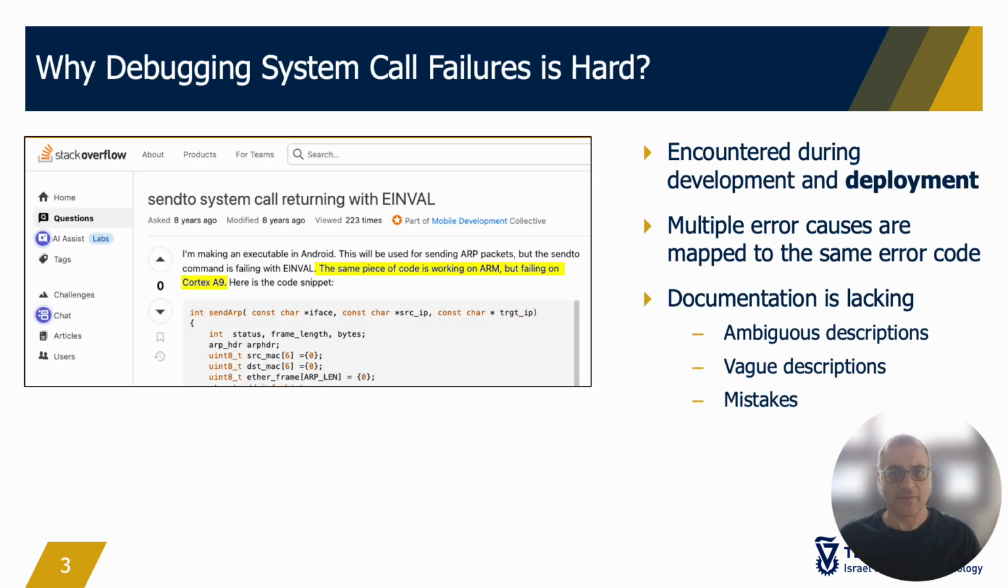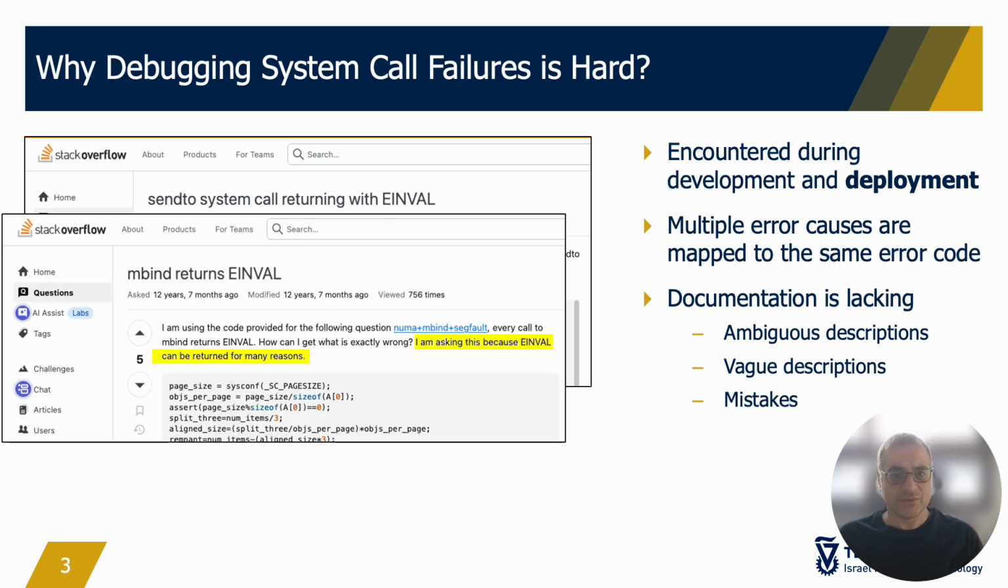But handling errors of other software components is often manageable. Why is this so hard in the case of kernel errors? Looking at real Stack Overflow reports, we find these errors are encountered both during development and after deployment, and it's certainly harder to analyze deployed systems.